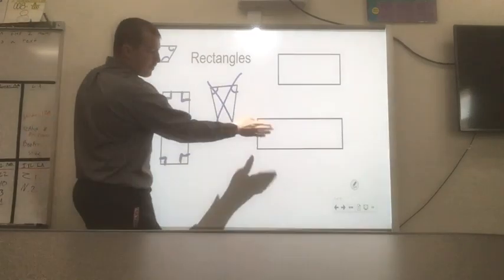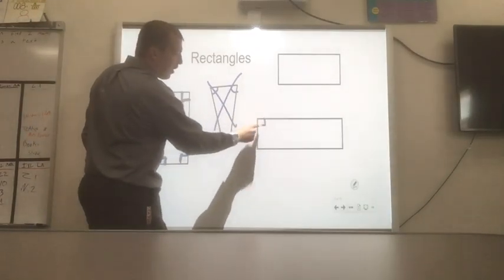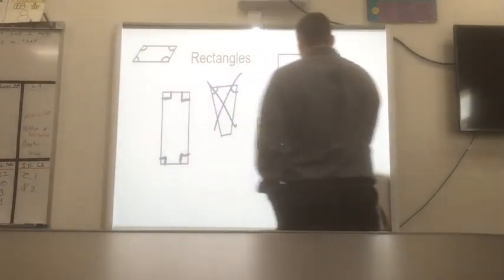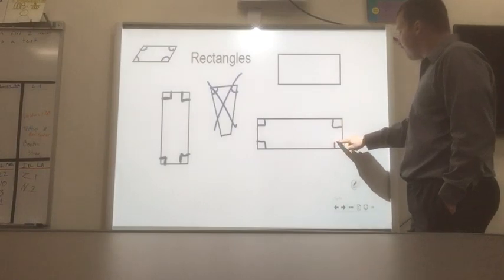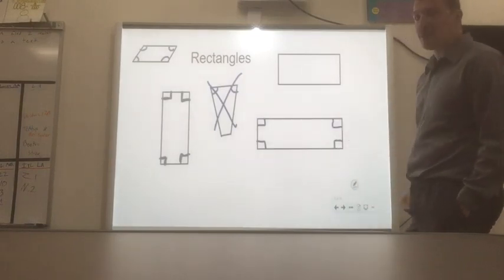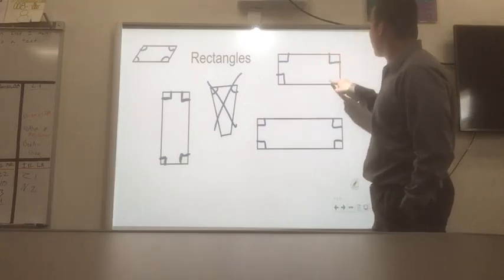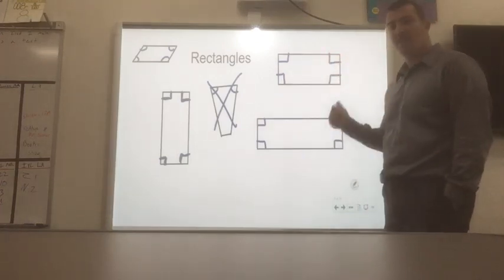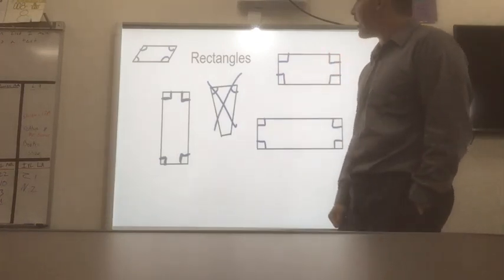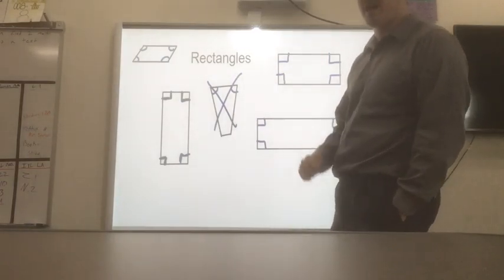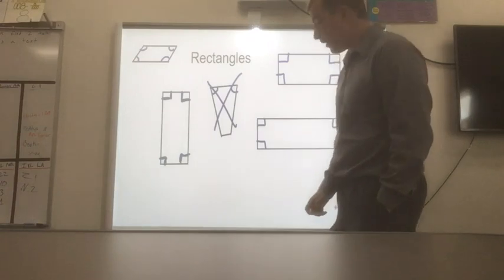Go down here, beautiful, perfect 90, you could just fit a sheet of paper there, right? 1, 2, 3, 4 right angles, that's a rectangle. 1, 2, 3, 4 right angles, that's a rectangle. So rectangles have four right angles. If all the angles are not right, it's not a rectangle.